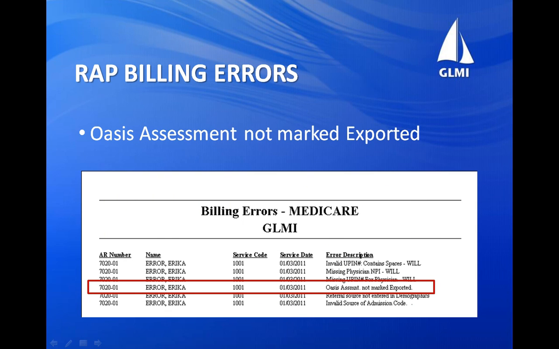The next error is called the OASIS assessment not marked exported. This error is tricky in that Medicare only requires home health to have an OASIS locked prior to sending the RAP. We will now need to verify that our OASIS is locked.